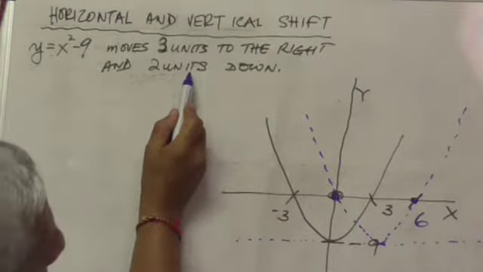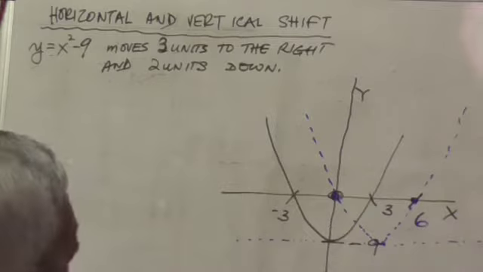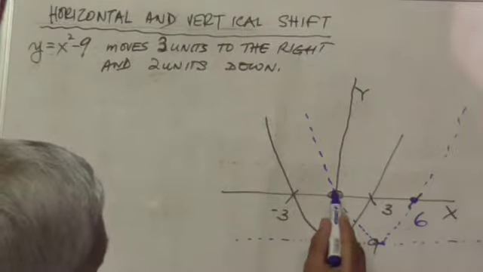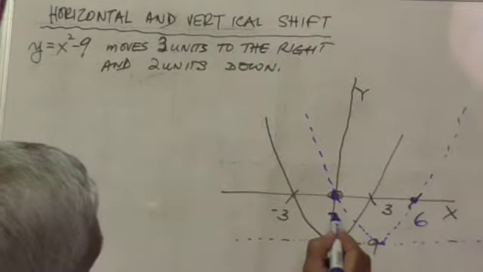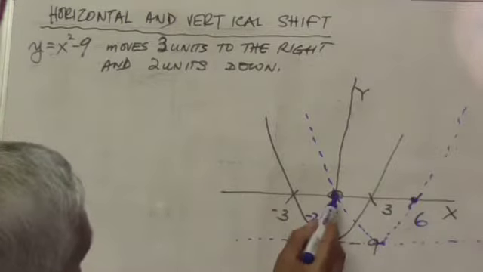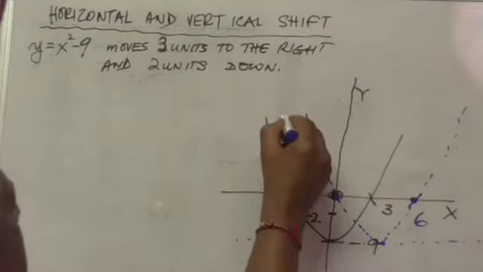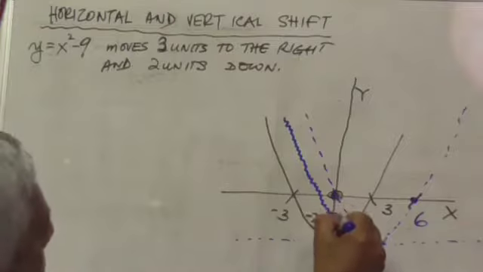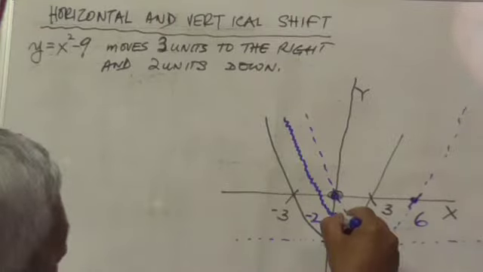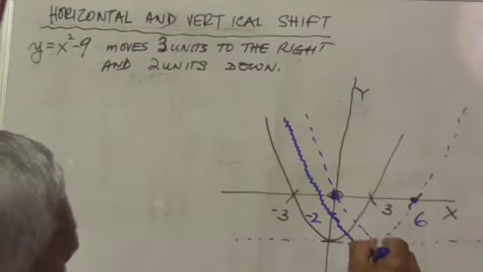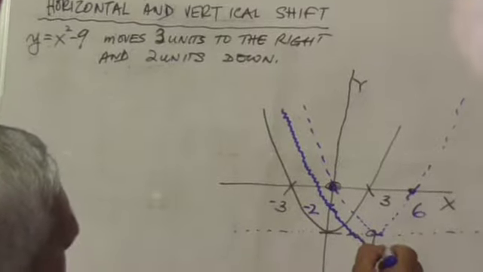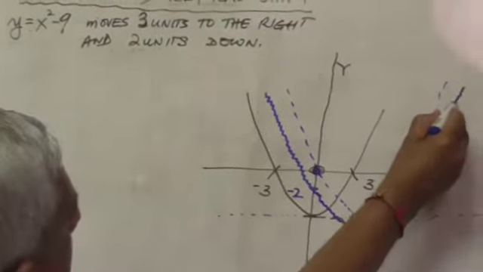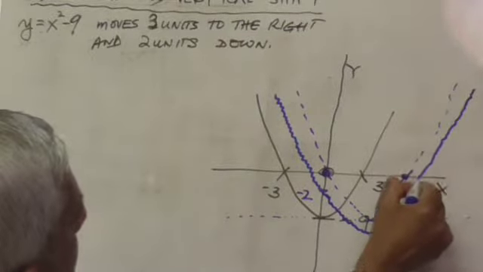Now it must move 2 units down. If it moves 2 units down, then this one will come down to minus 2. Do you agree? Then this one will come down to minus 2. That means we will get a new graph coming here like this. It will come through minus 2. So that minimum value will come down, also minus 2. Right? And then the x will change there.